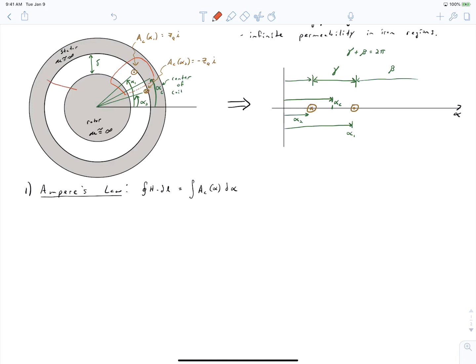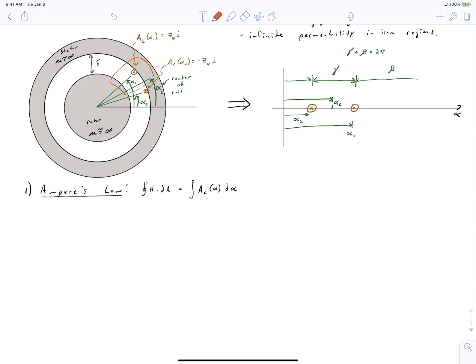We could cross the air gap over here, or over here, or over here. It doesn't matter because we're not encompassing any further conductors. As long as we don't cross the air gap all the way over here, all the points will be equal, because our H field is 0 in the iron, because of that equipotential assumption.